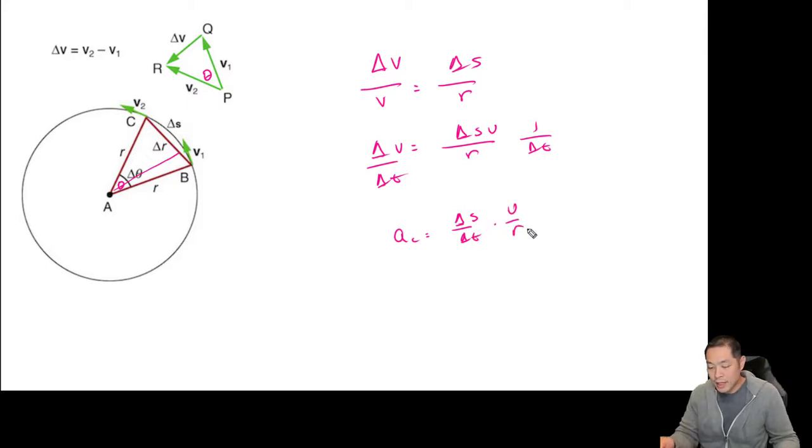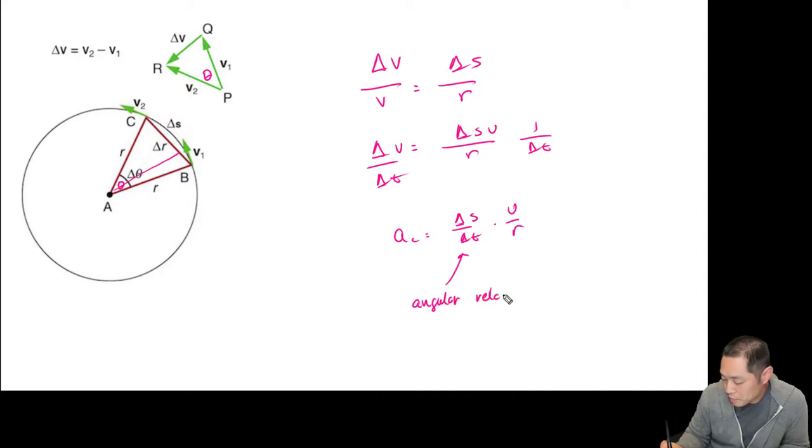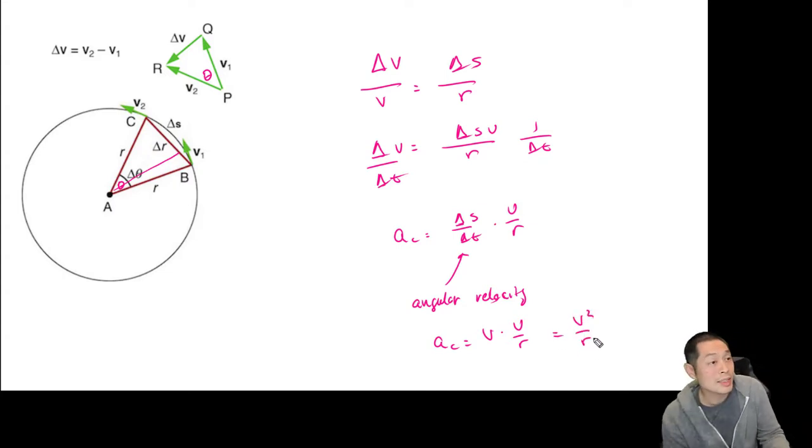So we have that. Now when we look at this, you have a change in velocity. This is actually called angular velocity right here. So what's happening is that over time, you're going to gain this arc as it spins around a circle. So we could substitute this as a V. So AC equals V times V over R. So centripetal acceleration is V squared over R. It's kind of weird, but that's just how it is.